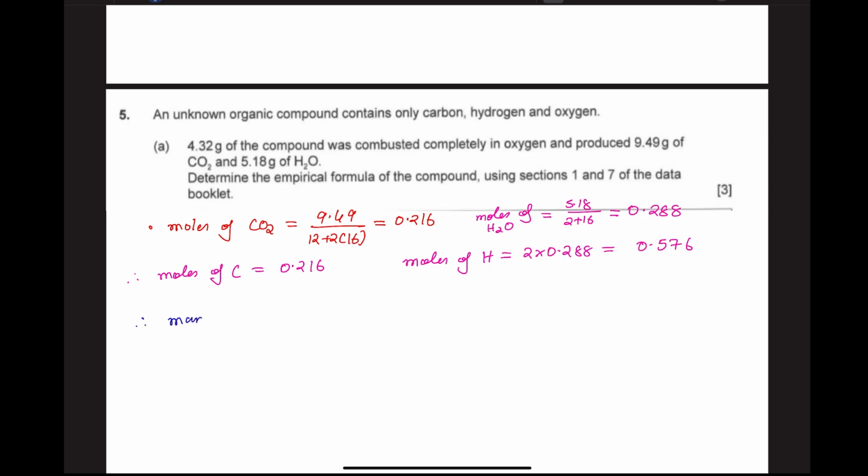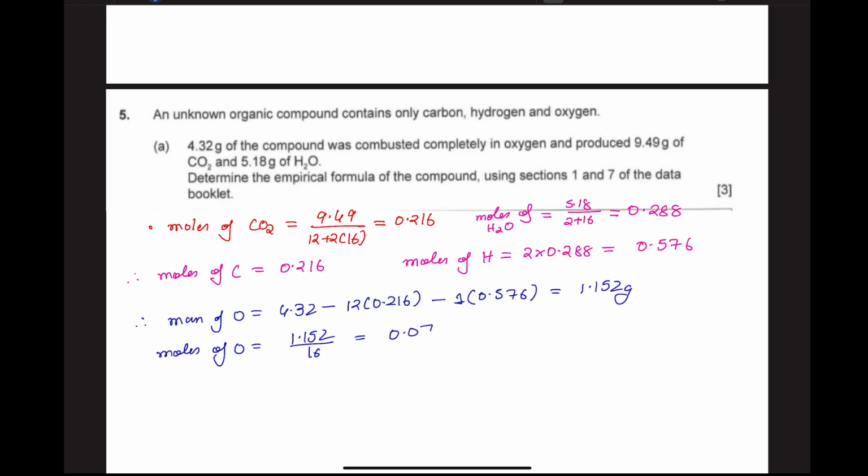So mass of oxygen will be total mass of compound minus the mass of carbon, which is 12 times 0.216, minus the mass of hydrogen, which is 1 times 0.576. So you get 1.152 grams from here, and you can find the moles of oxygen. 1.152 divided by 16 gives you 0.072.